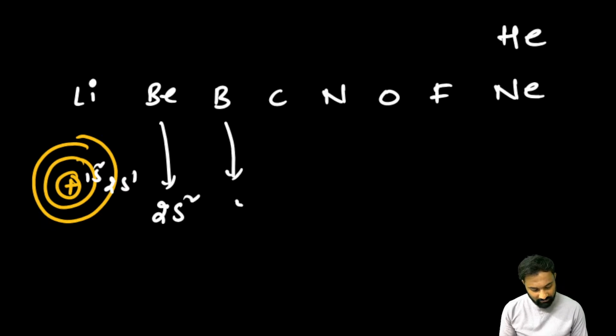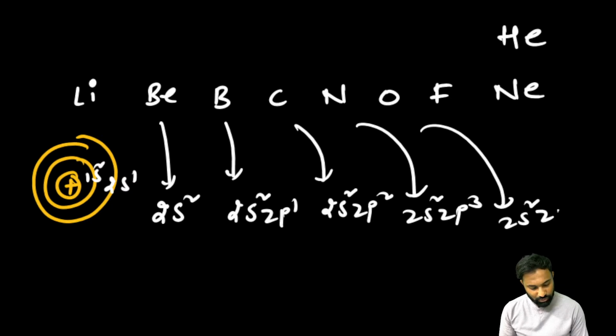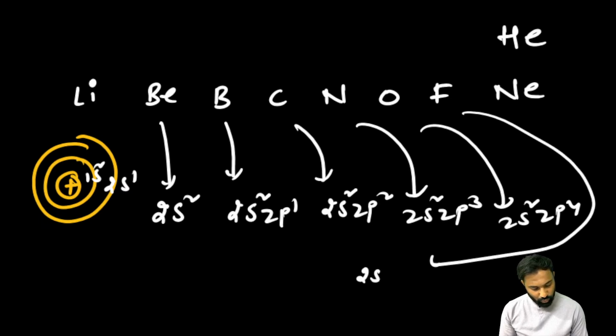Now boron, it is having 2s2, 2p1. Carbon, it is having 2s2, 2p2. Nitrogen, it is having 2s2, 2p3. Oxygen, it is having 2s2, 2p4. And the fluorine, it is having 2s2, 2p5.